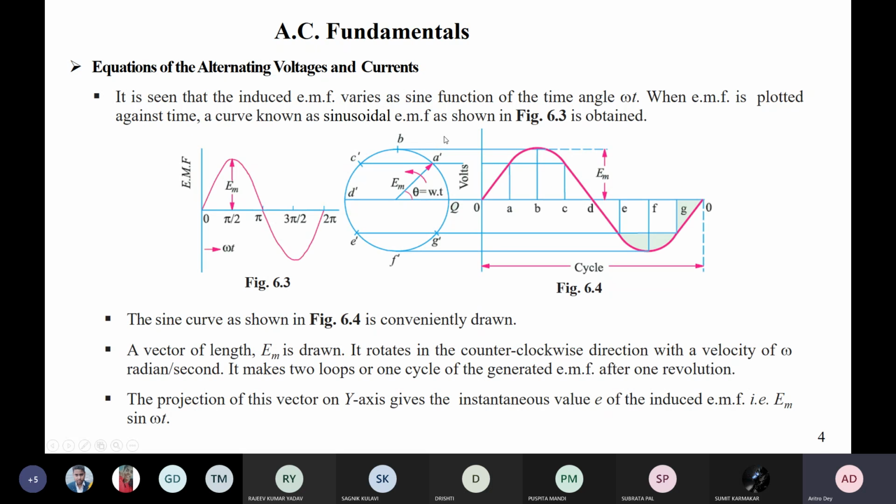These things I would ask you to go through. I'll upload the PPT, so you can go through it, and you will get it in any book. Okay. So this is your vector length. It will be useful later when we draw the phasor diagram, and that time I'll discuss.